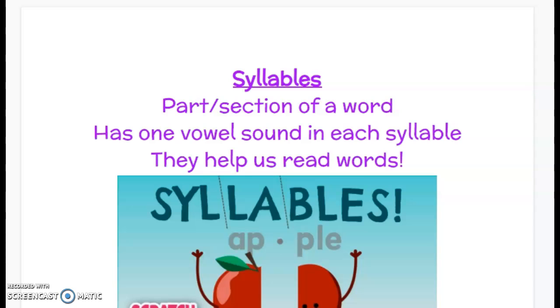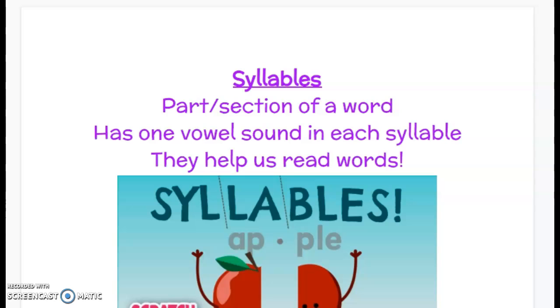Now yesterday we learned about vowel teams and how two vowels can sometimes work together to make one sound. And so it's important to know that it's one vowel sound in each syllable, not necessarily just one vowel by itself. So if an AI is together, that could be making one sound in one syllable. So each syllable is going to have one vowel sound.